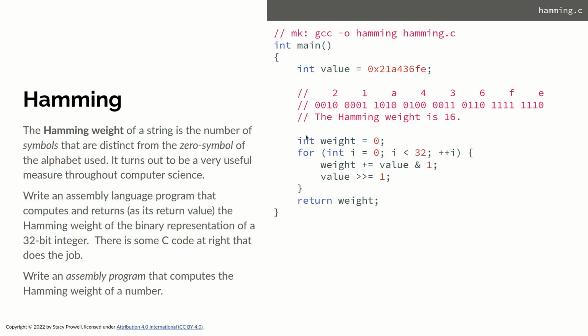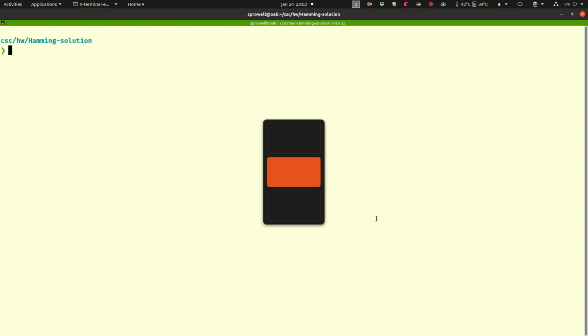How does the C code work? We set our weight equal to 0. We have a loop that runs 32 times, from 0 up to 31. Each time through, I go ahead and mask off the lowest bit. I add that to the weight, and then I shift value right by 1, which effectively divides it by 2 and throws away the remainder. Okay. Once I've done that, I've computed the weight and I return it. Pretty simple stuff.